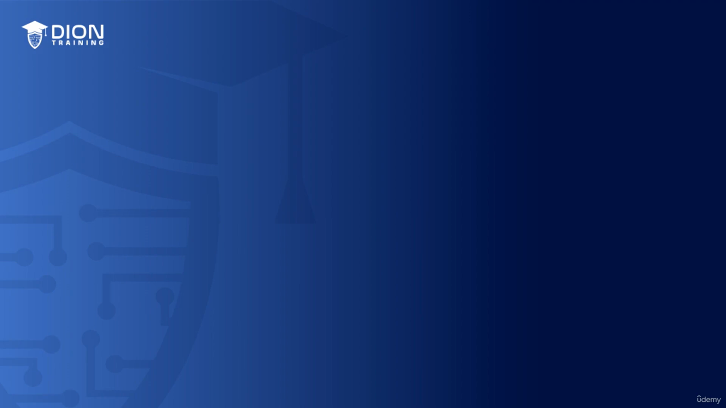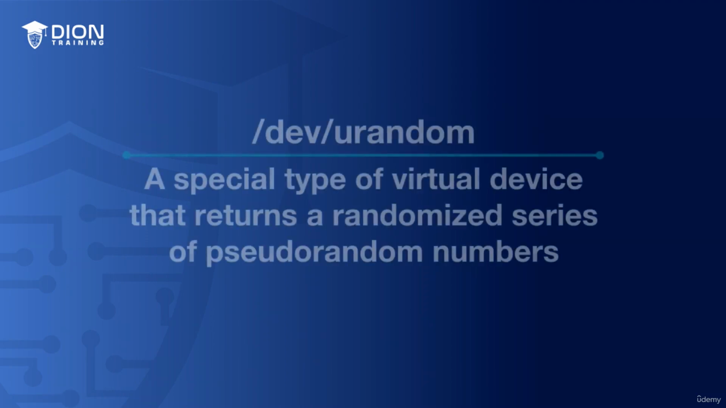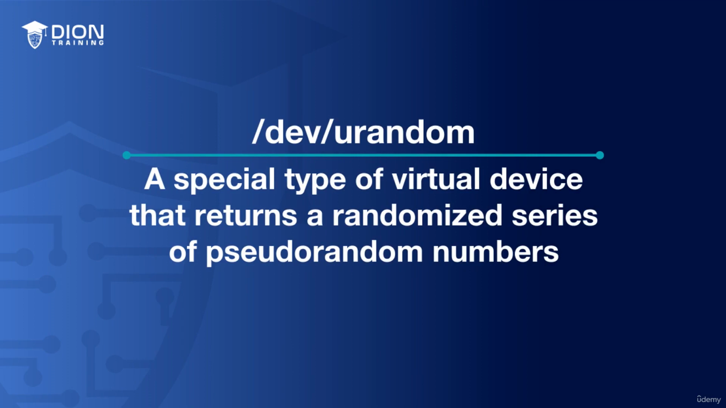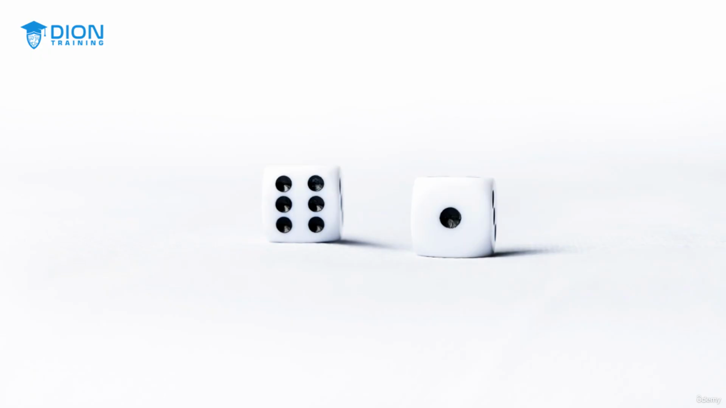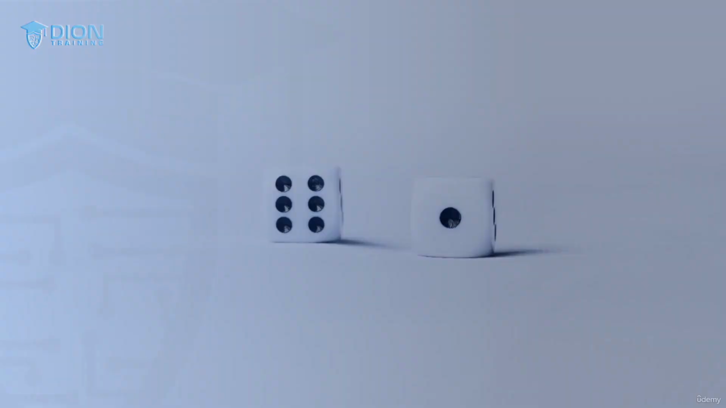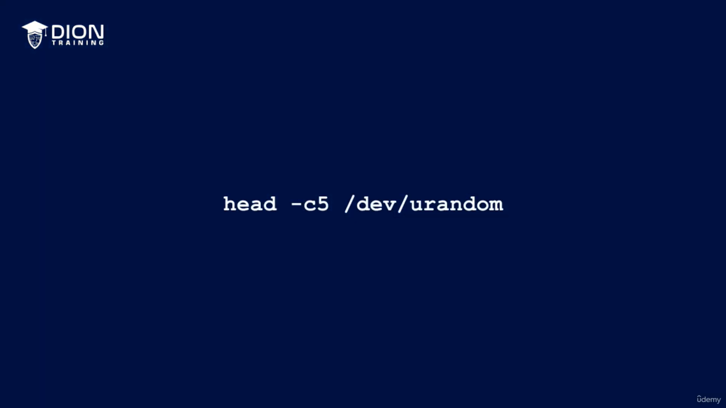Now the next special character device we need to discuss is the /dev/urandom. /dev/urandom is a special type of virtual device that will return a randomized series of pseudo-random numbers. For example, if you're creating a program or script on a Linux system and you want to generate random numbers for something, like determining which side of a rolled dice would be returned by your program, you can use /dev/urandom to do that. For example, let's say I wanted to get 5 random characters. I can enter head -c 5 /dev/urandom and then hit enter. This will return 5 random characters from that special character device called /dev/urandom.